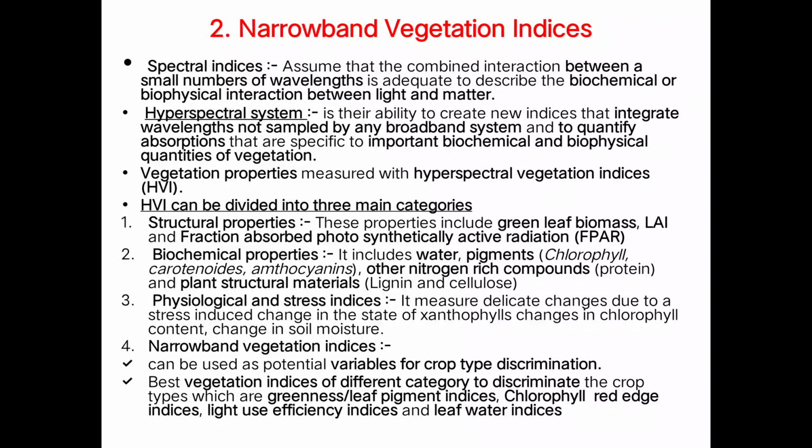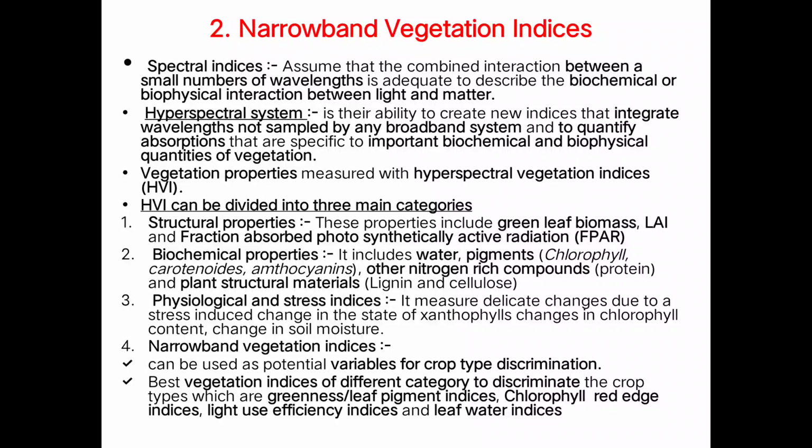Then the vegetation properties which are measured with the hyperspectral vegetation indices have three main categories or types. The first one is the structural properties, which include the green leaf biomass, the leaf area index, and the fraction of absorbed photosynthetically active radiation, that means the FPAR.